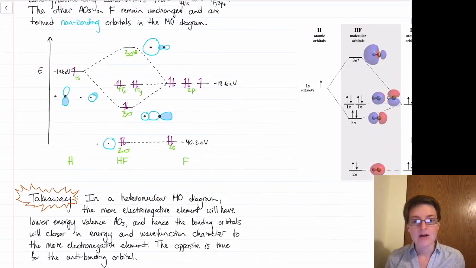Okay. And hopefully you're able to see from us drawing this MO diagram our big takeaway, which is that in a heteronuclear MO diagram, the more electronegative element will have the lower energy valence atomic orbitals, and hence the bonding orbitals will be closer in energy and wave function character to the more electronegative element. The opposite is true for the antibonding orbital. In this case, our antibonding orbital is closer in both energy and wave function character to the more electropositive element.